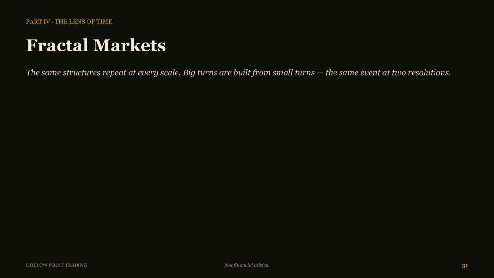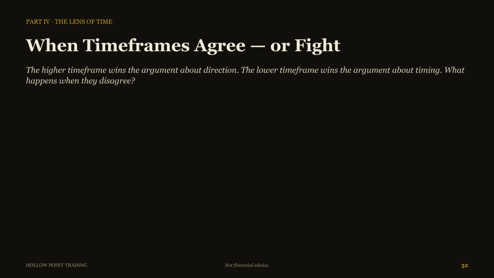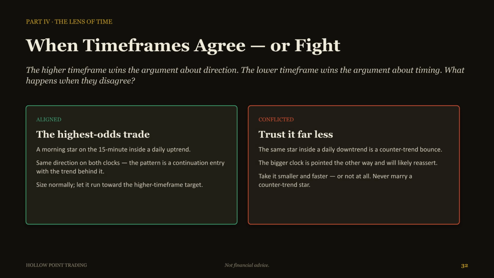Use a top-down approach to establish the overall trend and thesis with higher timeframes. Then, use a bottom-up approach with lower timeframes to pinpoint the trigger for precise entry and timing. The highest odds trade is when timeframes are aligned. For example, a short-term pattern inside a long-term trend. Conflicted trades, where timeframes disagree, should be trusted far less and taken smaller or avoided entirely. Always check the clock above before trusting the clock in front of you.